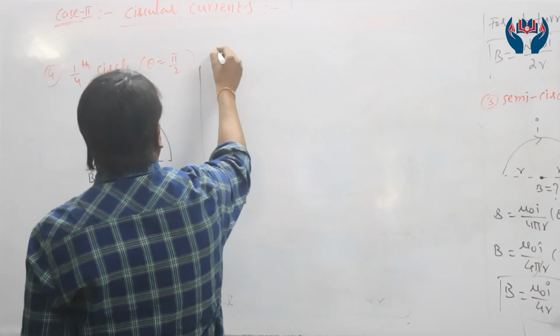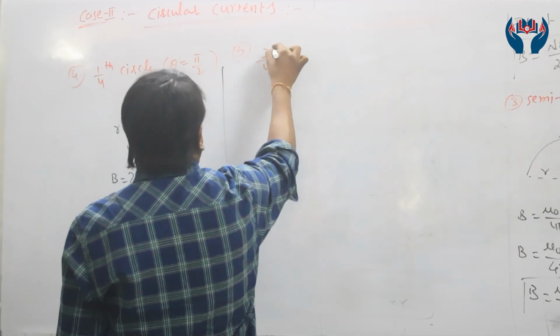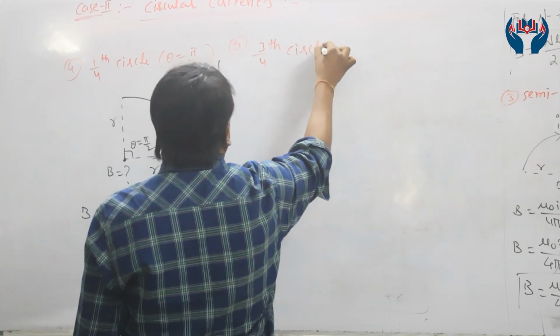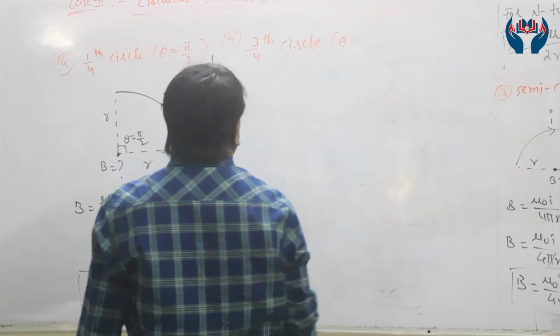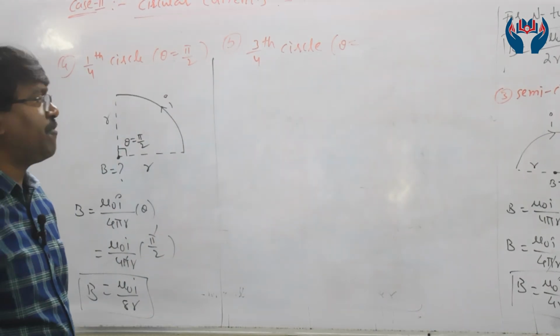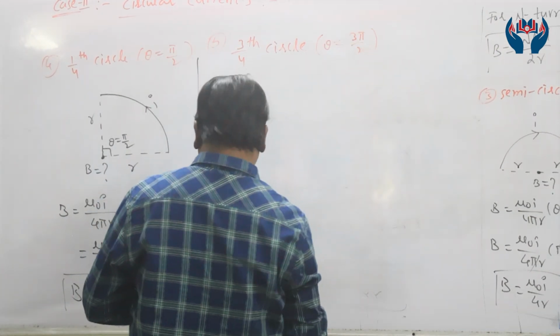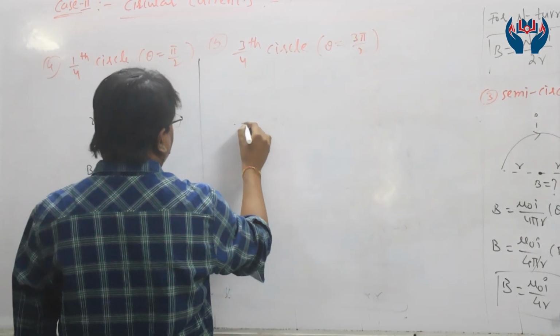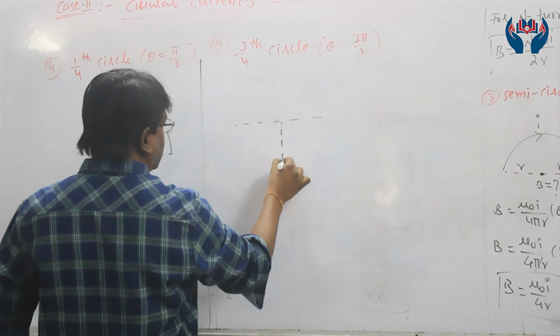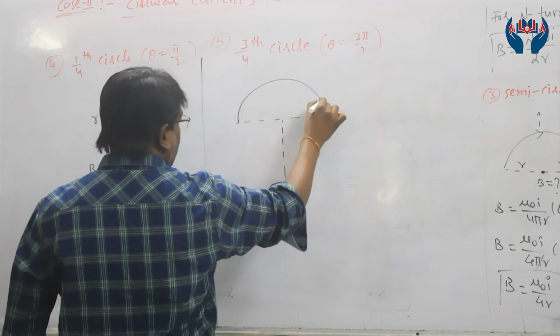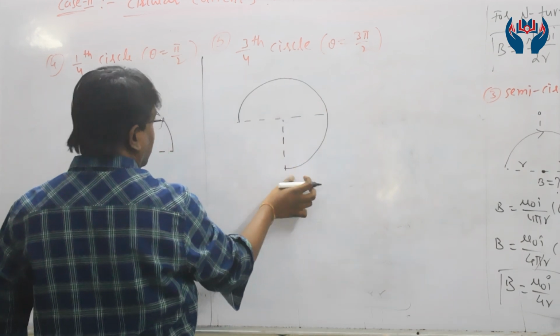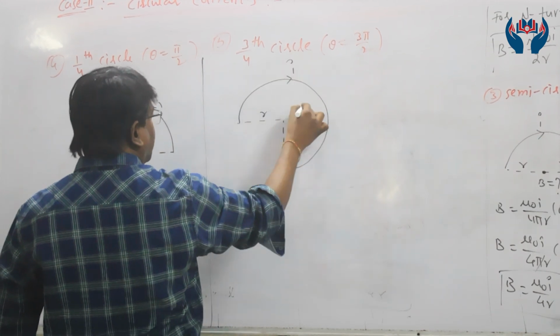another application here, 3 by 4th circle, circular coil. Theta will become half plus 1 by 4, that is 3 pi by 2 theta value. One semicircle, one quarter circle. That is a 3 by 4th circle. Now this is one semicircular coil. This is a 1 by 4th circle. Carrying a current I, the radius of this one is r.